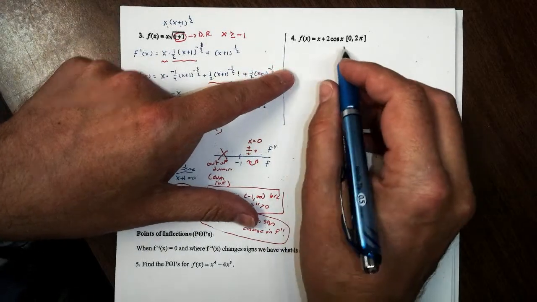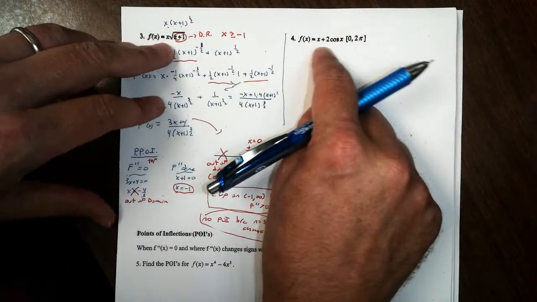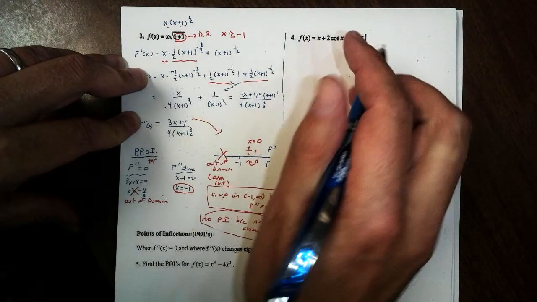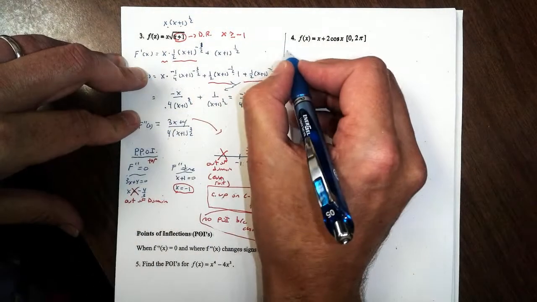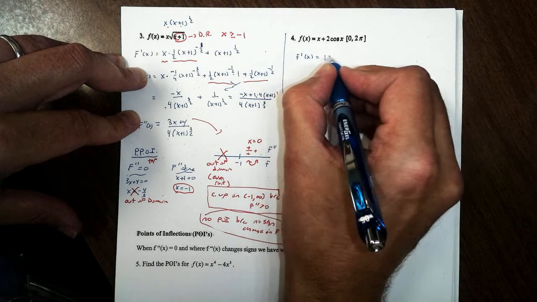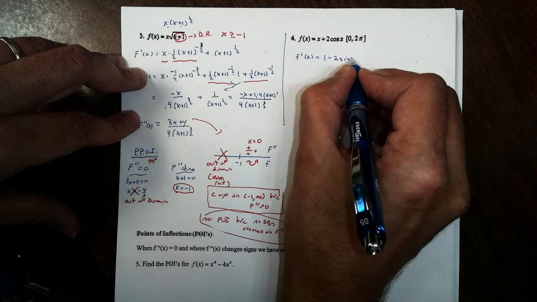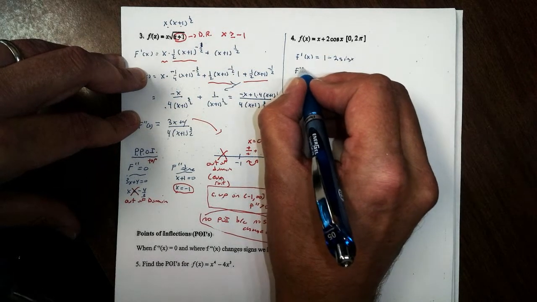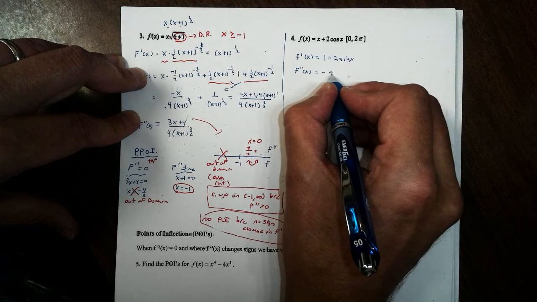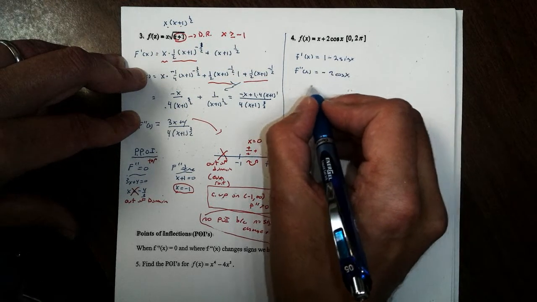So for question number 2, we can get a little bit triggylicious with it. This is going to be much easier second derivative than number 3. Remember that one? So when we take our first derivative, we're going to get 1 minus 2 sine of x. Taking the second derivative, we get just negative 2 cosine of x.